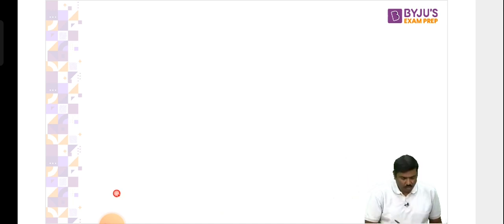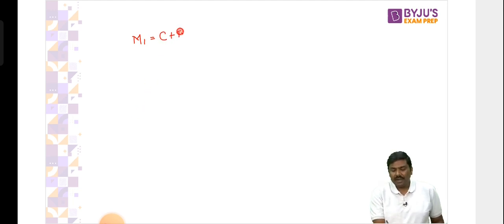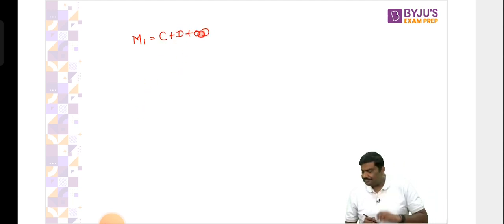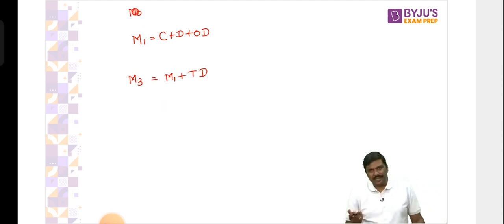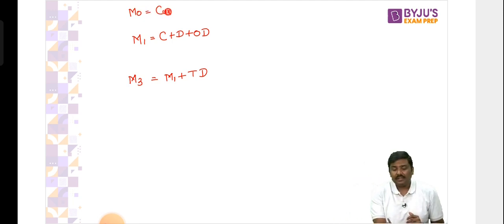Let's start. So what is M1 by the way? M1, I'll simply write the short form now. Cash with the public, demand deposit, and other deposit. This is M1. What is this M3? M3 is nothing but M1 plus time deposit. And what is M0? M0 is a liability. I'll take the most important part of it. Currency in circulation.